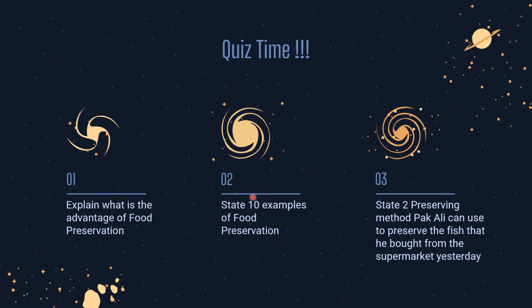Okay, number two, state 10 examples of food preservation. So they are asking for 10. It means they want all the food preservation methods: boiling, pickling, vacuum packing, drying, freezing and cooling, salting, waxing, canning and bottling, pasteurization, and lastly smoking. Well done everyone. Thirdly, state two preserving methods Pa Ali can use to preserve the fish that he bought from the supermarket yesterday. So fish, what do we usually do? We freeze it and we salt it. They asked for two, so you write two.